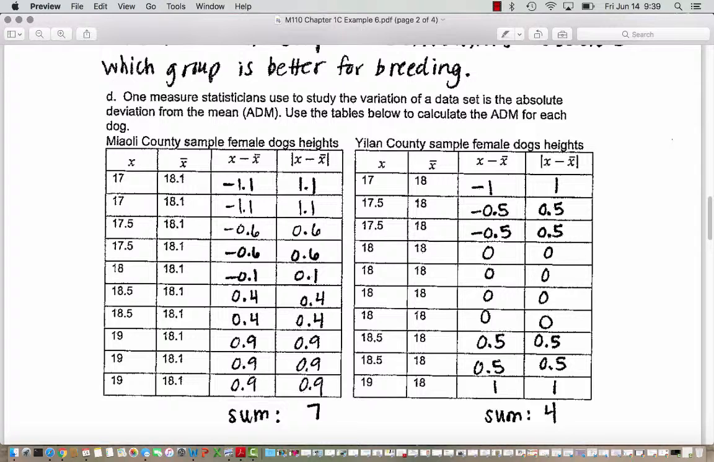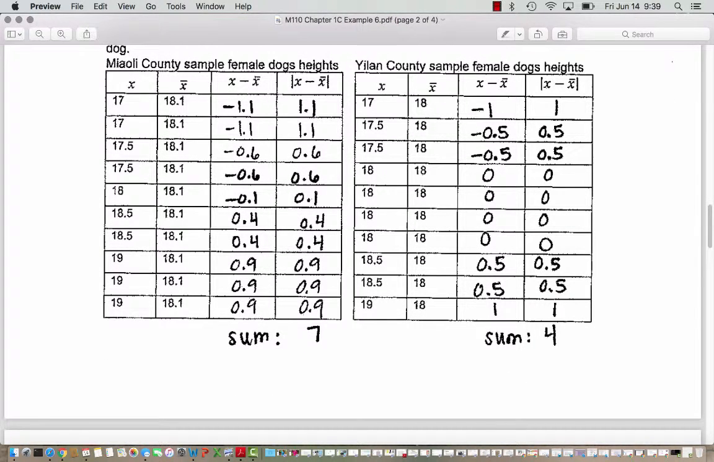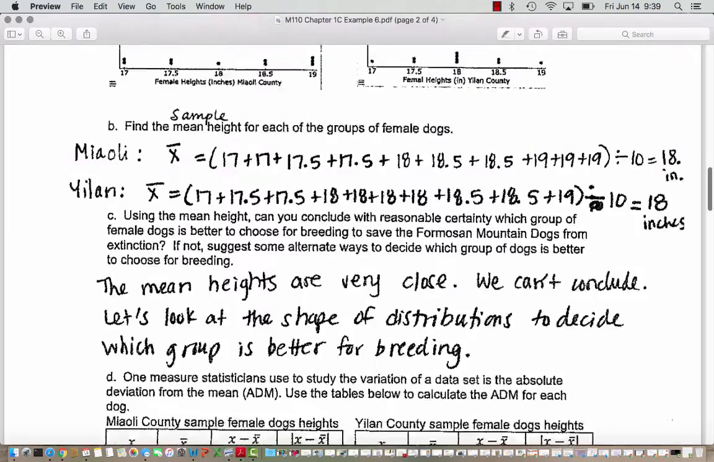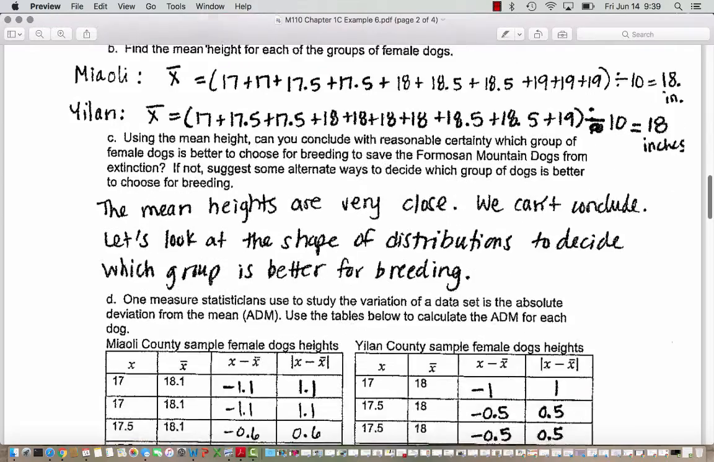There were 4 dogs at 18, and that was also the mean inches. So all of those dogs have distances 0, and their absolute deviation is also 0. So when we sum up the absolute deviations for Yalong County, we get a total of 4 there. So already I'm thinking it looks like Yalong County has less deviation from the mean. Not surprising thinking of this picture up here where more of the dogs are centered around 18.